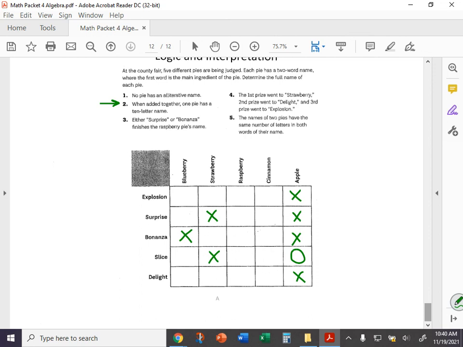We can also eliminate blueberry slice, since it's with apple slice, raspberry slice, and cinnamon slice. Okay, so as soon as you find one that does work, start to eliminate all the other ones that don't. Okay, and ultimately, if you work through the clues, you will end up with the correct combination there.